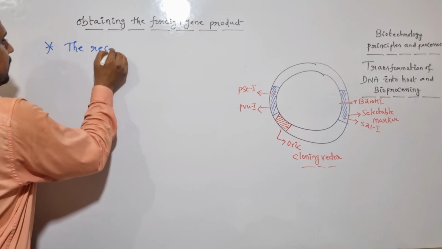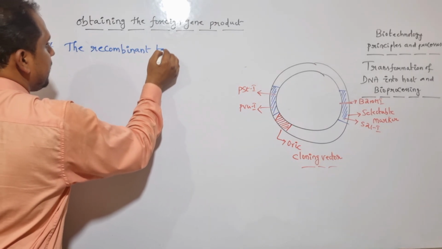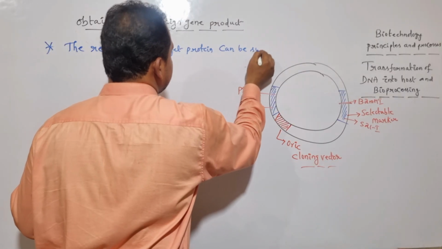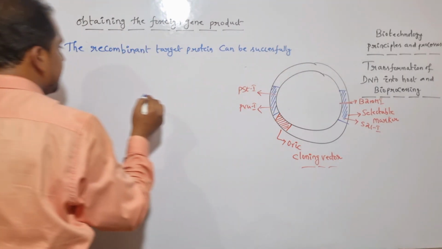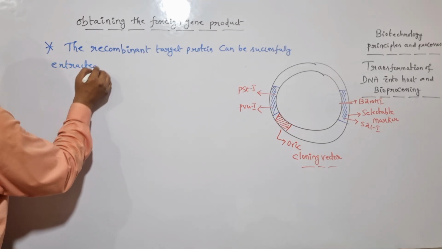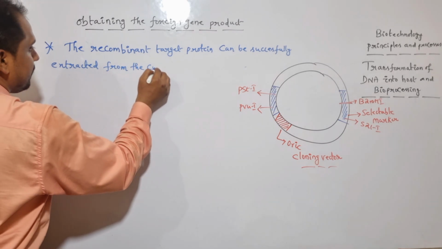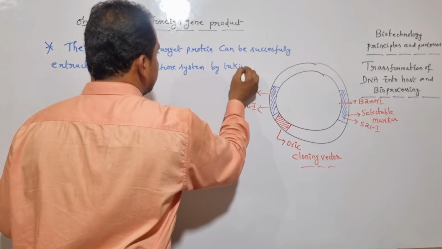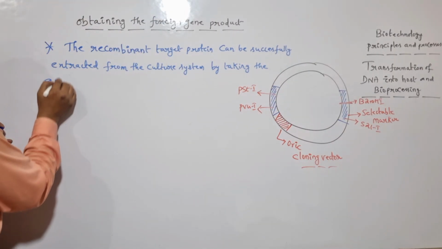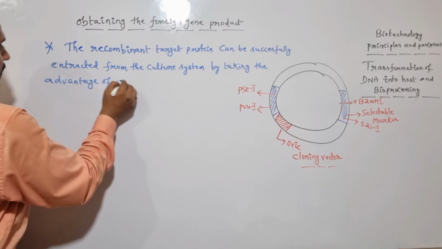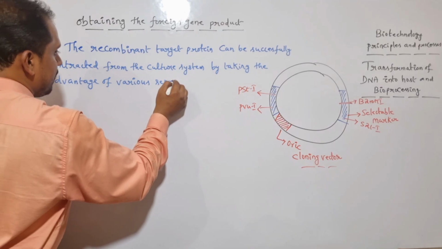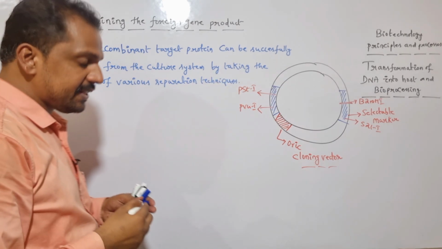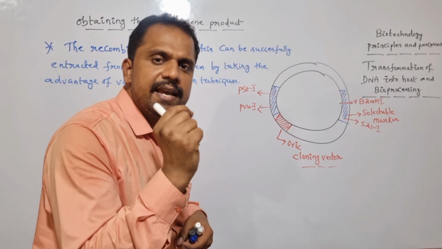The recombinant target protein can be successfully extracted from the culture system by taking advantage of various separation techniques, and even in order to manipulate the number of the biological cells, here we can grow the specific biological cells in the continuous culture system.